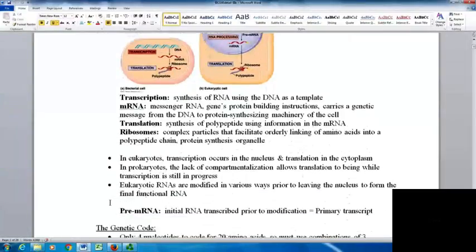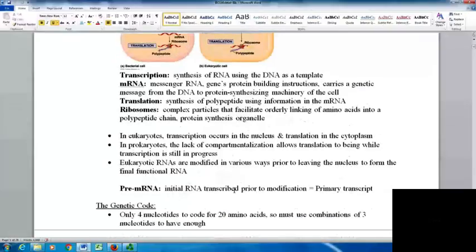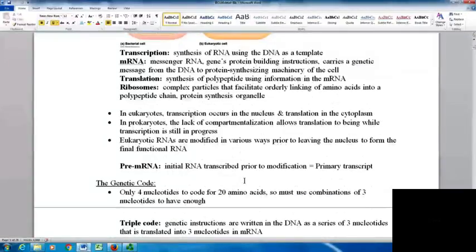So, slight differences in eukaryotes. Your transcription occurs in the nucleus and translation in the cytoplasm. In prokaryotes, you don't have any compartments, so it allows translation to begin while transcription is still in progress. The eukaryotic RNAs are modified before they leave the nucleus to form your final functional RNA. The pre-mRNA is that initial RNA that's transcribed prior to modification. It's sometimes referred to as your primary transcript.